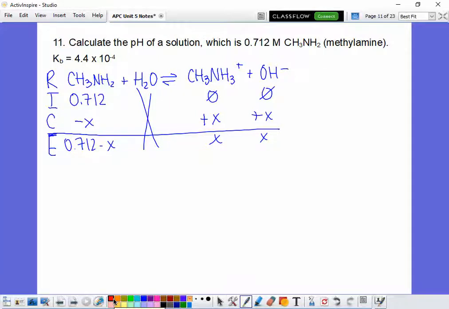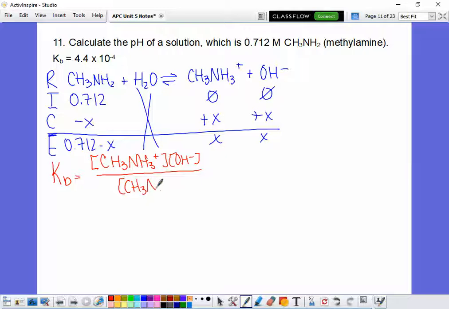All right, well, before I talk about a few things that will hopefully make your life easier, let's write our equilibrium expression. Okay? So we have Kb equals CH3NH3 plus times OH minus all over CH3NH2. Let's go ahead and plug in the stuff we know, right? So we have 4.4 times 10 to the negative 4 equals x squared over 0.712 minus x.